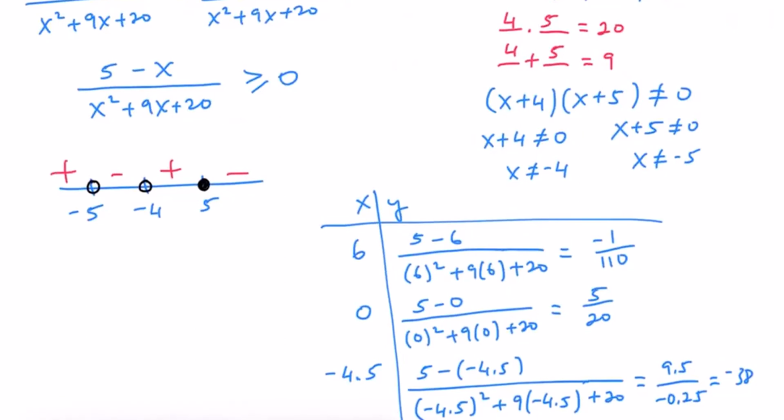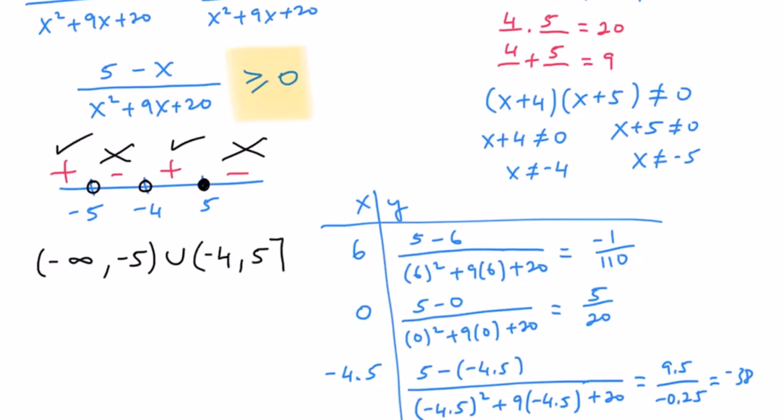Our inequality here is greater than or equal to 0. So we want the positive interval. We don't want the negative interval. So our answer is negative infinity to negative 5 parenthesis, union, parenthesis negative 4 to 5 bracket.